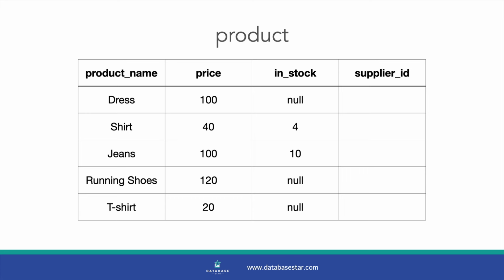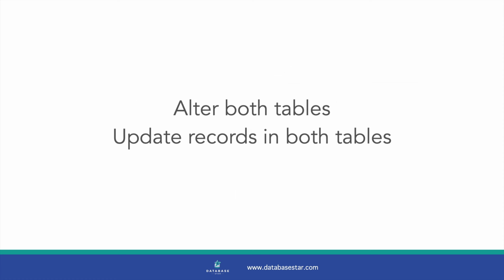We've given the same name to both columns, but they don't have to be the same name. Our code and database will still work if both columns have different names. So how do we make this happen in our database? We need to alter both of our tables to add these columns. Then we need to run an update statement to update our existing records to add values for these columns.